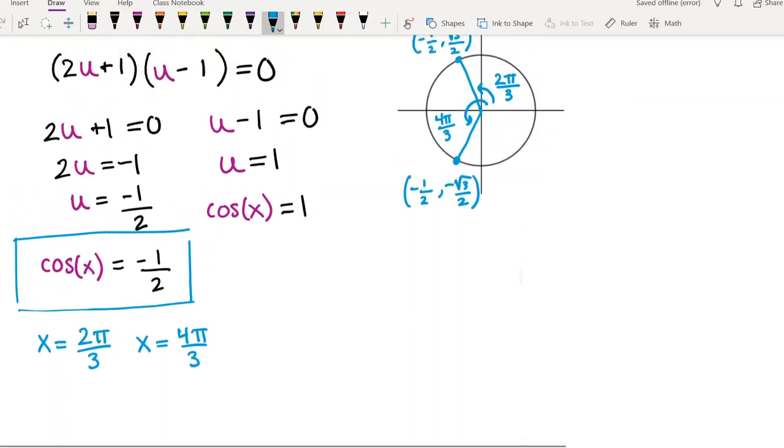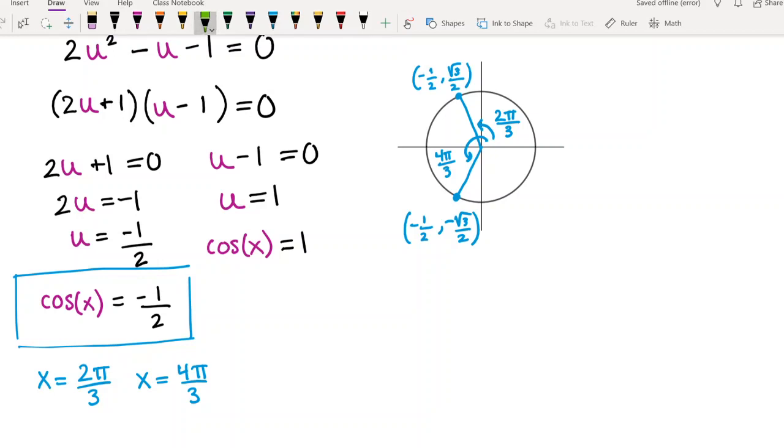But that's not the only thing we have to solve. We also have to solve this part, cosine of x is equal to 1. For that, we're looking for an angle where the x-coordinate on the unit circle is equal to 1. So where is that going to happen? Well, we're looking for angles between 0 and 2 pi, so it's going to be the angle 0.